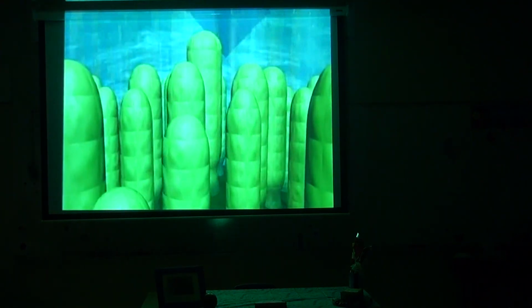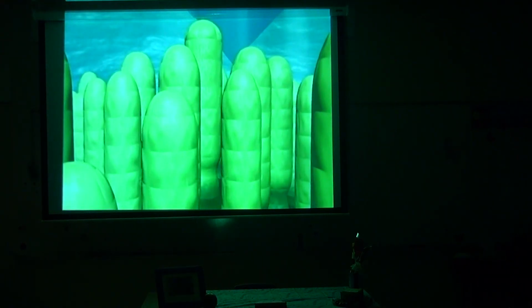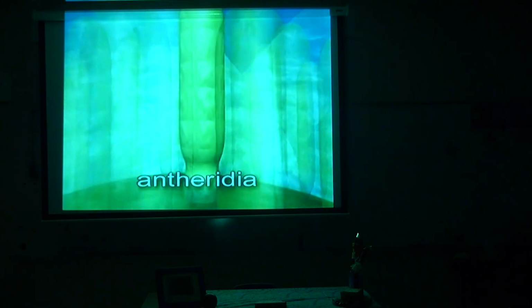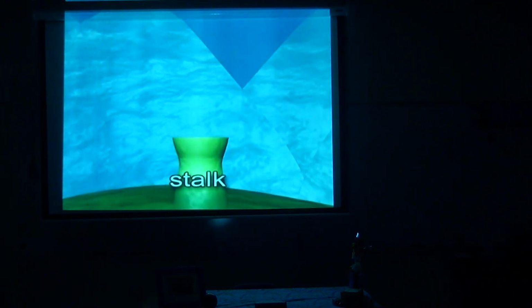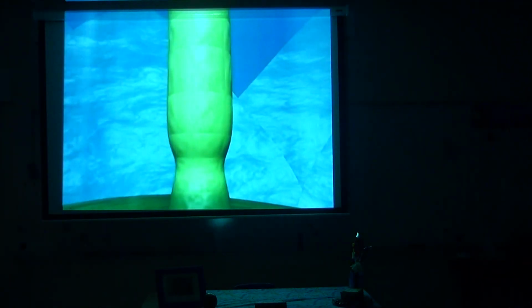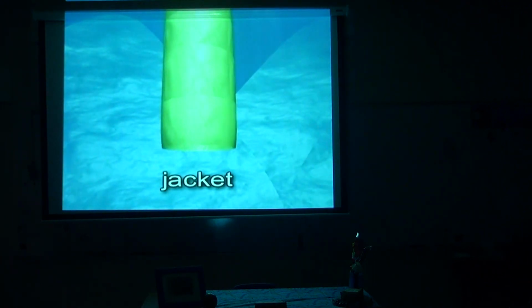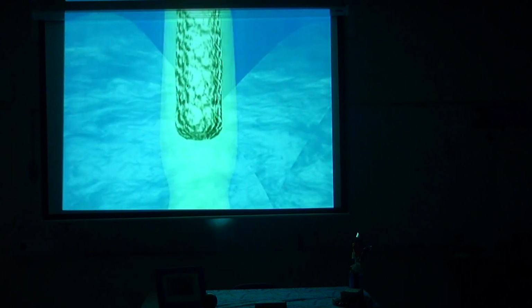Some stem tips are male and contain reproductive structures called antheridia. These are complex organs consisting of many cells. Each is supported by a stalk. It's on the inside of the cup. The upper portion consists of an outer protective jacket that surrounds a group of sperm cells.